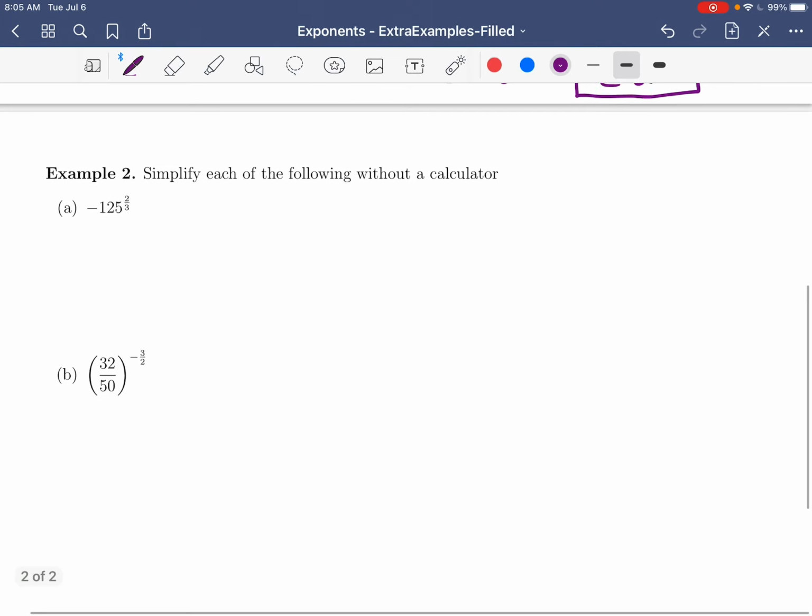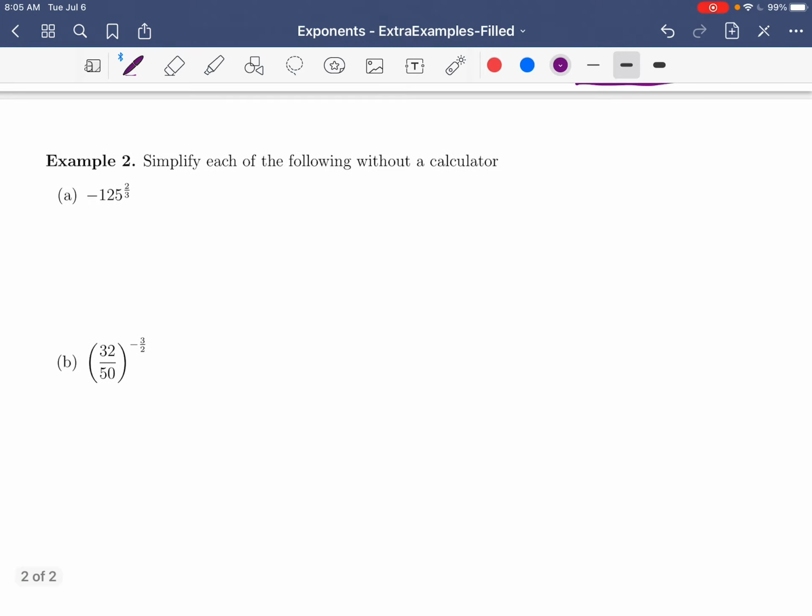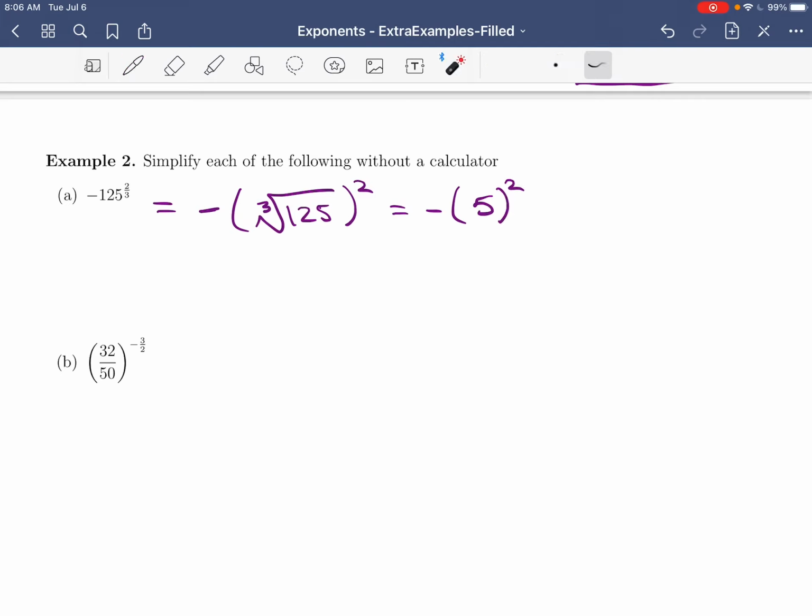Okay, so a couple more. Again, we want to simplify these without a calculator, and here the negative is not in the power because there's no brackets. So this is negative, and then the cube root of 125 all squared. Okay, cube root of 125 is 5. So notice again the negative is on the outside, so not included in the square. So this is going to end up being negative 5 squared, so negative 25.